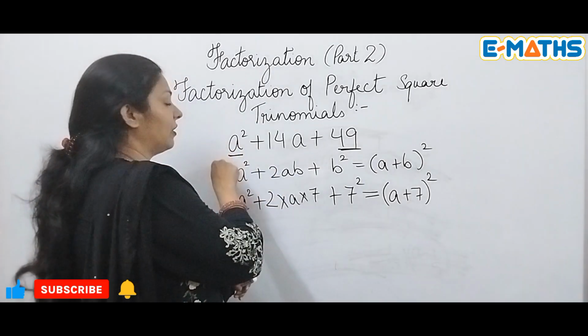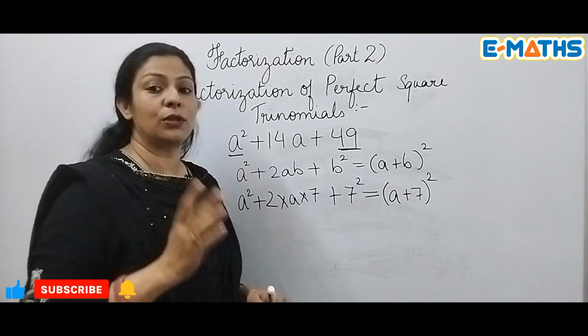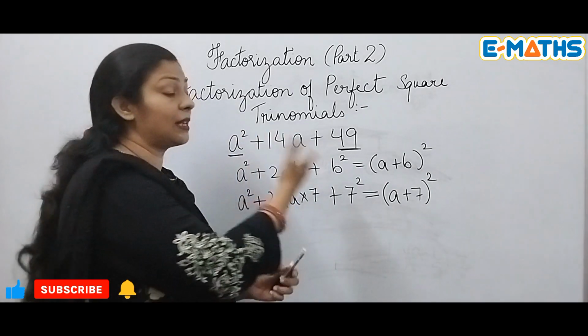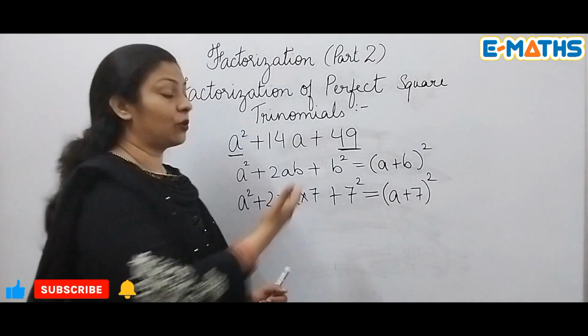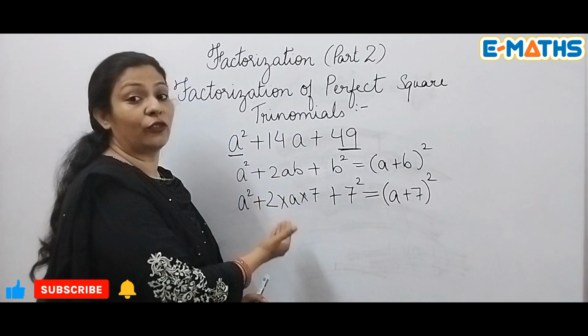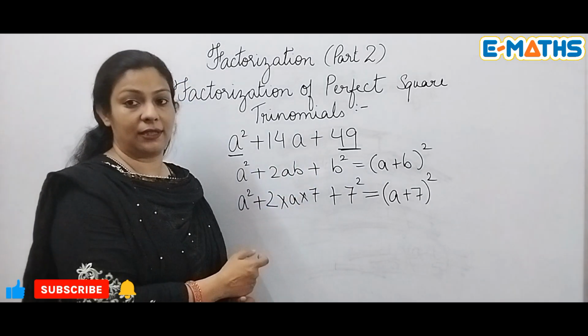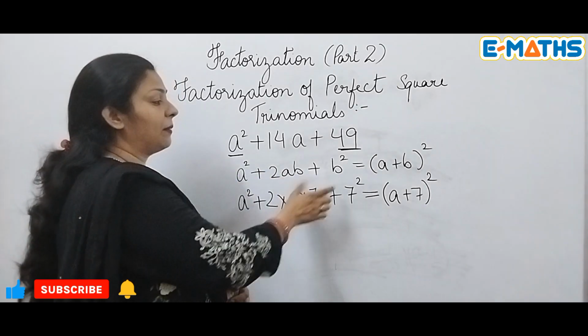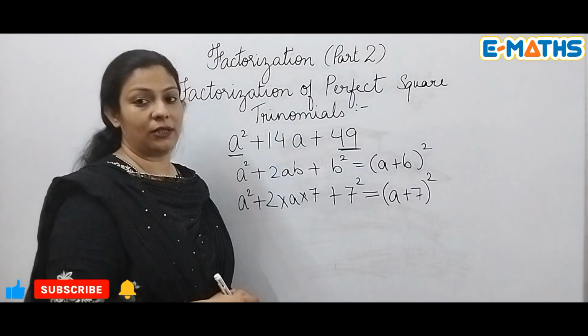So just look at the first term and the last term, if they are whole squares, or you can make it a whole square, then please use this method. And of course for this you need to learn the identities. Simply find the values of a and b and put them in the identity, you will get your answer.